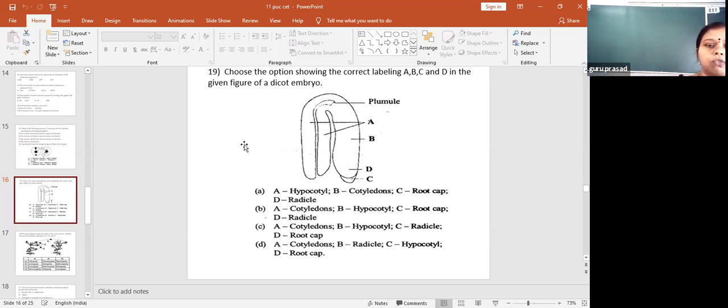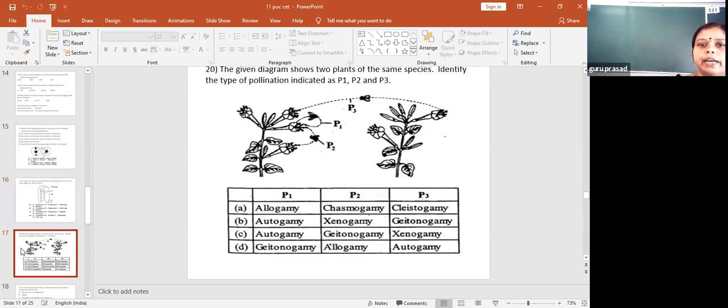Okay, so shall we go for the next one? This is also one diagram based question. The given diagram shows two plants of the same species. Identify the type of pollination indicated as P1, P2, P3. Notice, see here, in P1, transferring of pollen grains takes place from the same flower itself. You notice stigma, anther, pollen grains from the anther of the same flower to the stigma of the same flower itself. See the arrow mark very clearly in P1 like this.